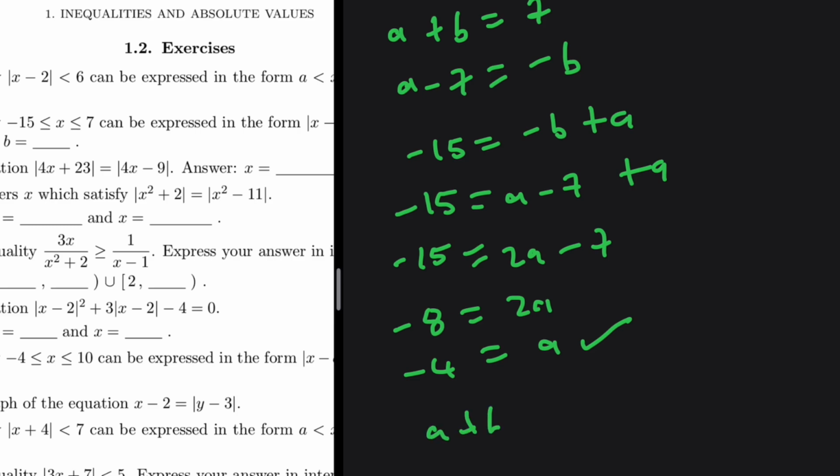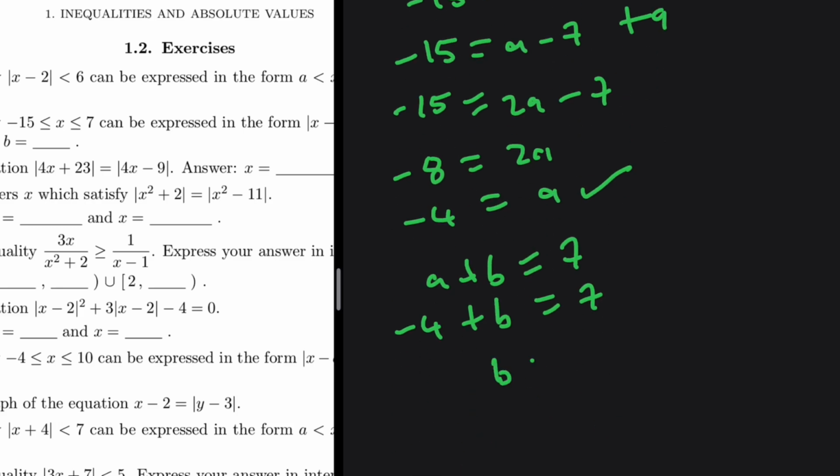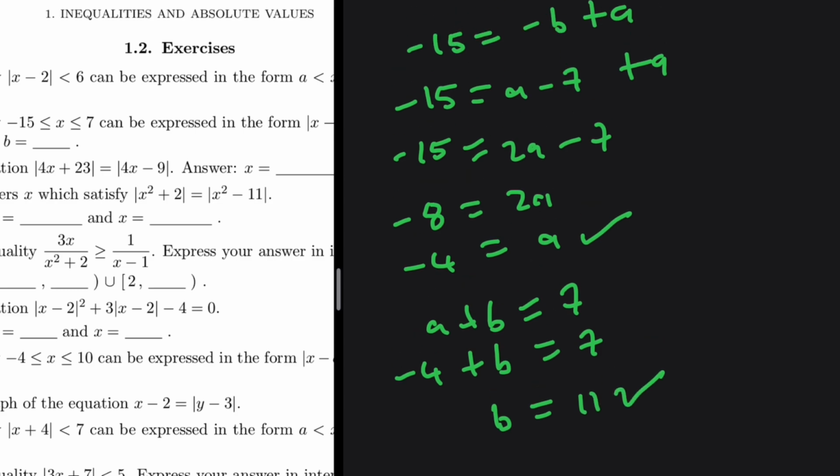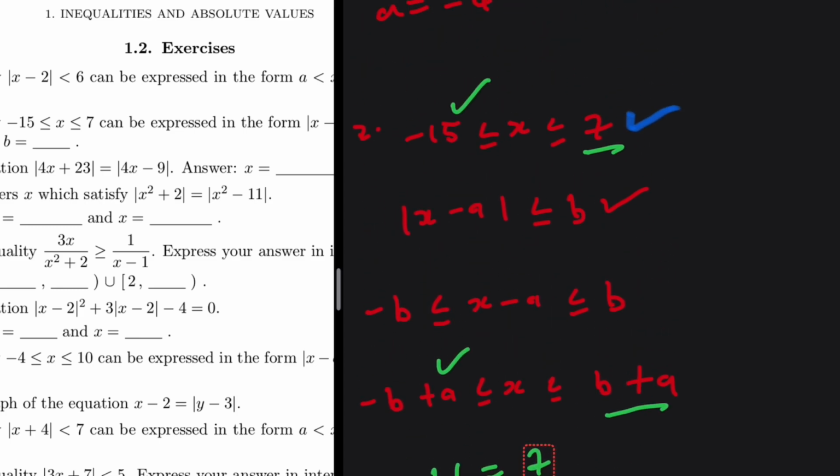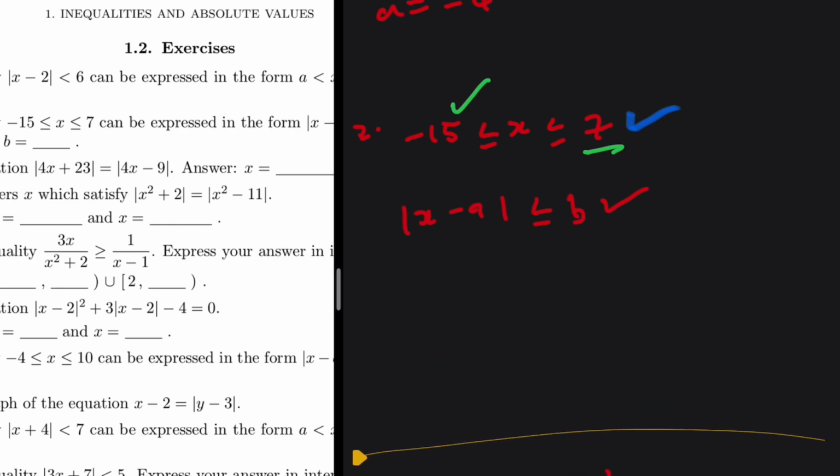And then a plus b is equal to 7. So minus 4 plus b is equal to 7. b is equal to 11. Right, let's see if that checks out. a is equal to minus 4 and b is equal to 11. Let's see if that will lead to the inequality.